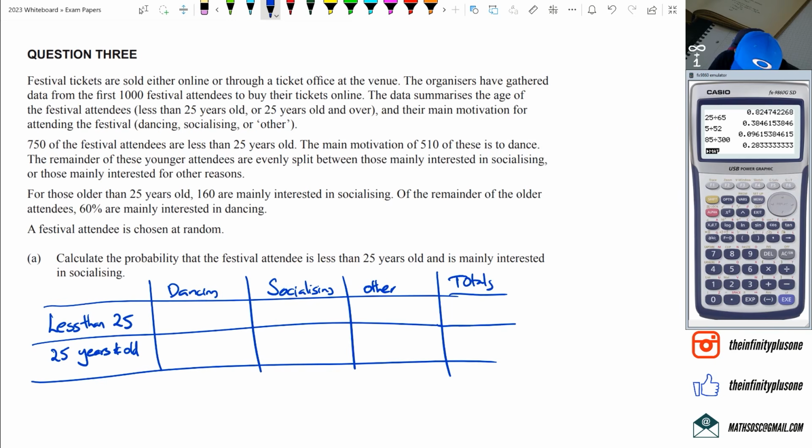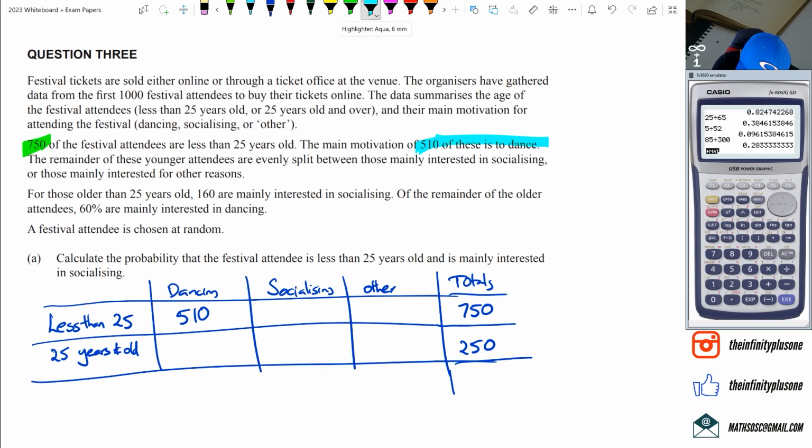Now we've got to put the totals here. So 750 attendants, that's this here, are less than 25. So we can say that this is 750, and then we've got 1,000 altogether. So we can say 250 would be the 25 years and older. Then we have the main motivation of 510 of these is to dance. So we're still looking at less than 25 years old, so that's 510.